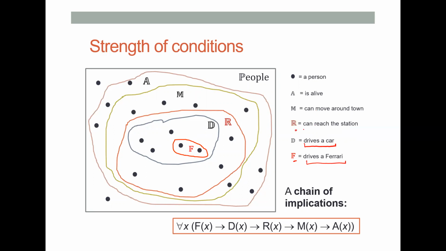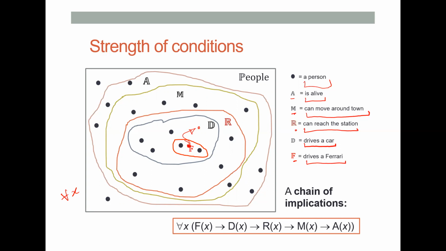And R means that one can reach the station, M means that one can move around the town, and A means that one is alive. The universal set is a set of people. So I can say that for all x, if F of x is true, now if x can drive a Ferrari, then x can drive a car, because a Ferrari is a car in general.